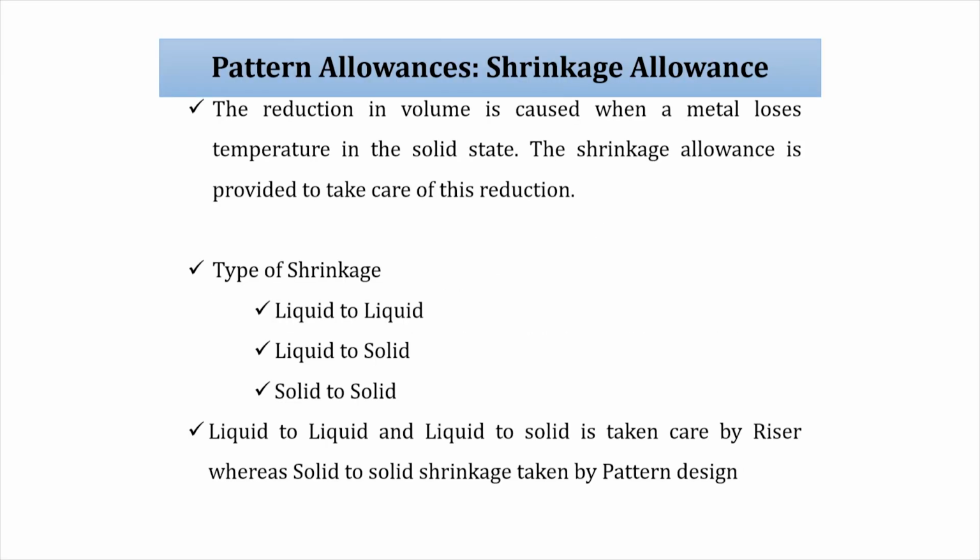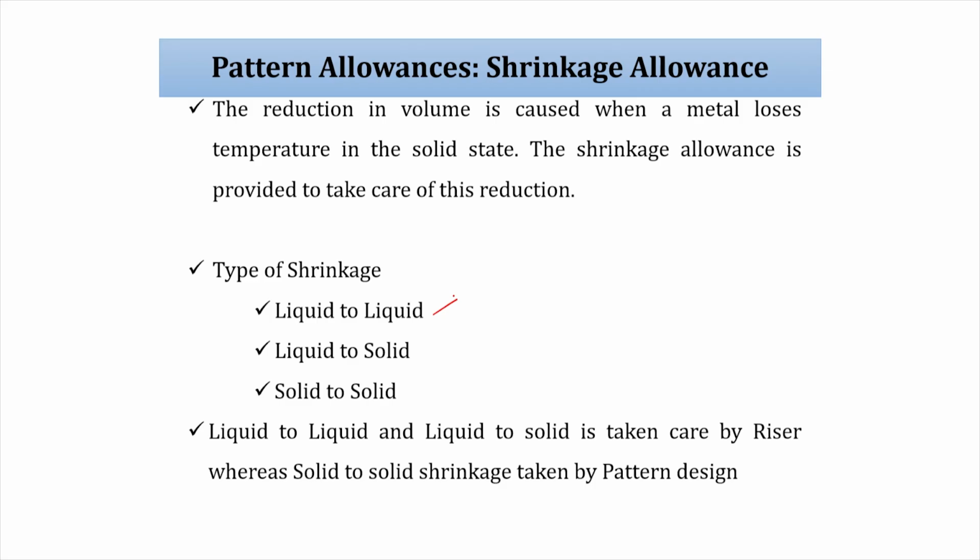In the last lecture we discussed pattern allowance, where we started with shrinkage allowance and understood why we need it. There are three kinds of shrinkage: liquid to liquid shrinkage due to volume and density changes during cooling (heating will be the inverse), liquid to solid shrinkage, and solid to solid shrinkage. Liquid to liquid and liquid to solid shrinkage are taken care of by the riser, whereas solid to solid shrinkage is taken care of by the pattern design.